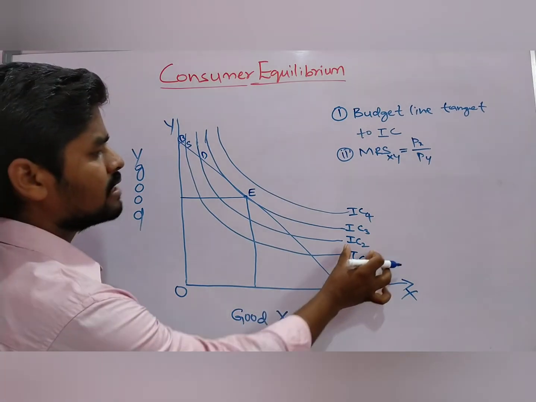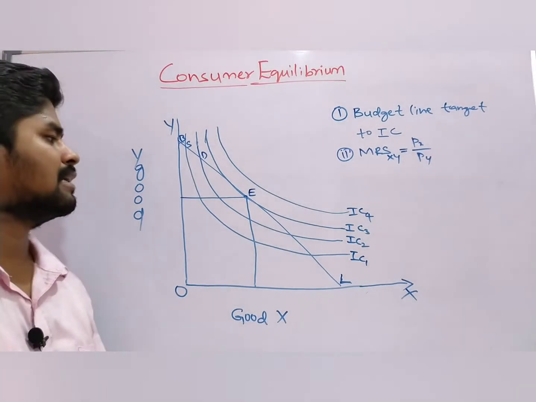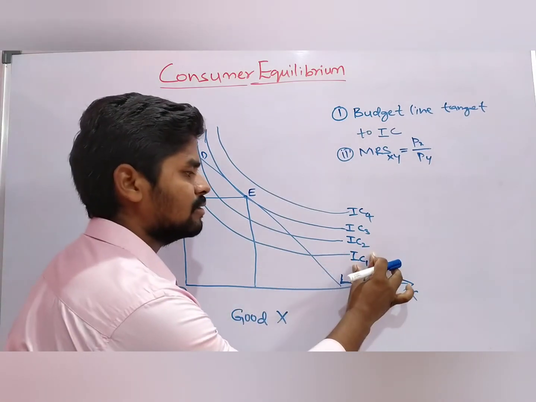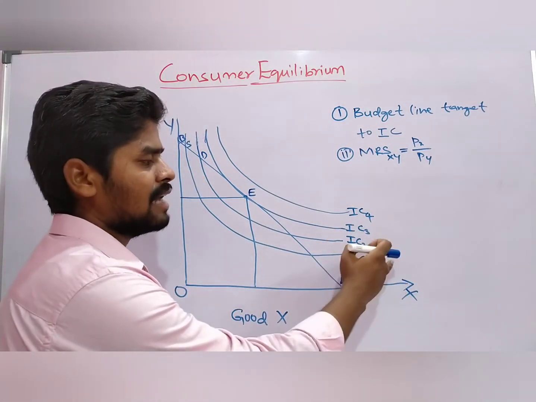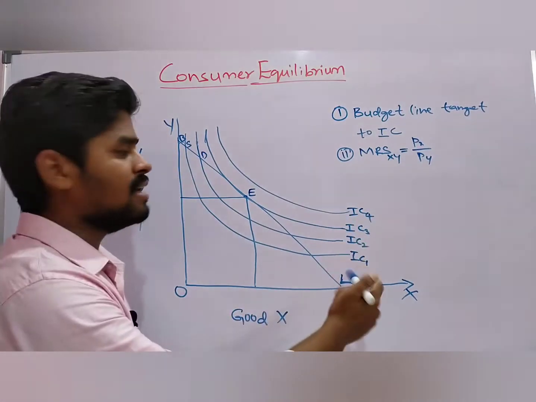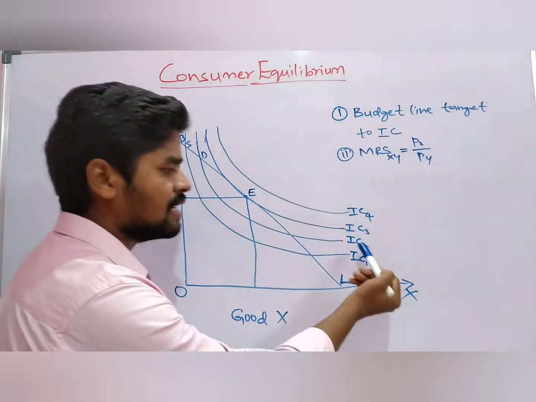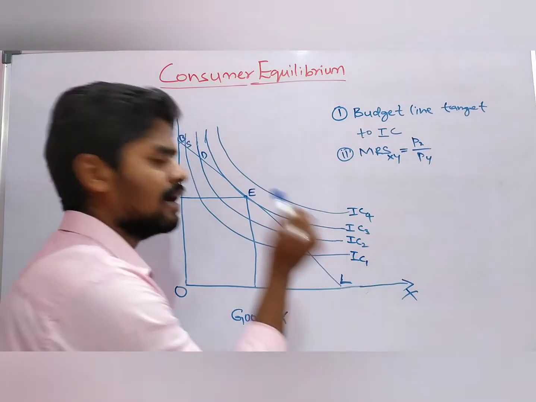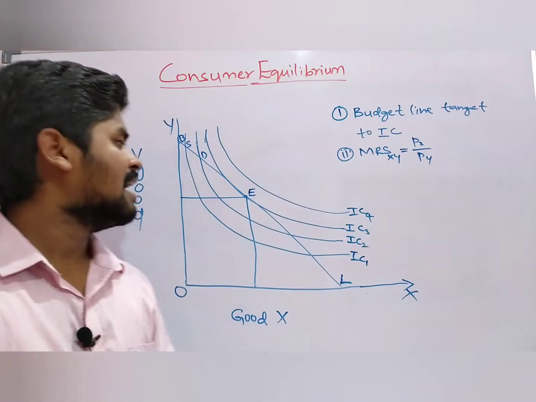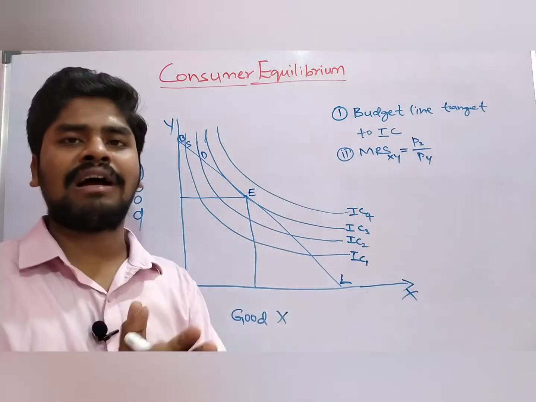See, IC1, IC2, IC3, IC4. There are different indifference curves, and we get different levels of satisfaction. IC1 gives less satisfaction than IC2, IC2 gives less than IC3, and IC3 gives less than IC4. Means IC4 is more satisfaction than IC3, IC3 is more than IC2, and IC2 is more than IC1. So the consumer always wants to get maximum satisfaction. Here the budget line BL is the budget constraint.